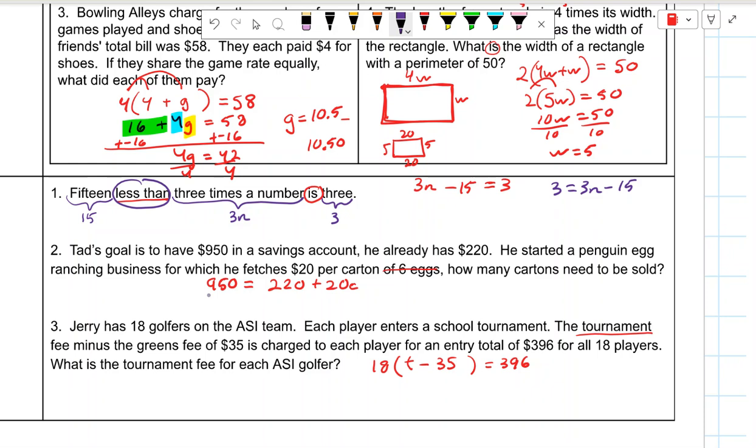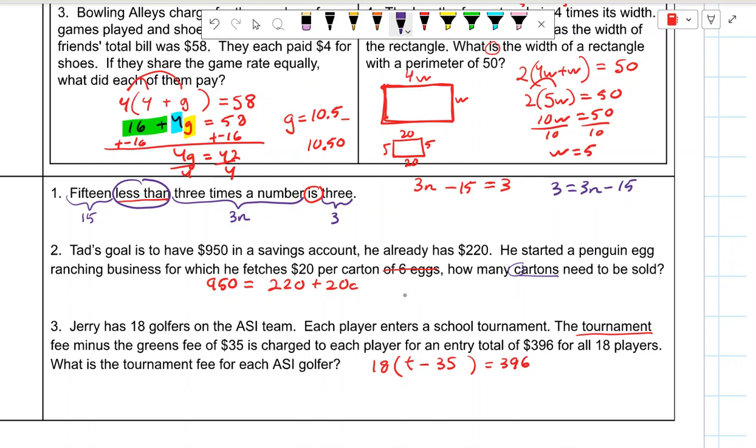that's definitely the total, so 950 equals. And he already has 220, and that's fine. And then he started a penguin egg ranching business for which he fetches $20 per carton of 6 eggs. Now, the 6 eggs seems like it's important, but it's not, because the question says how many cartons need to be sold. Well, cartons starts with the letter C, so if it's $20 per carton, I put 20C.